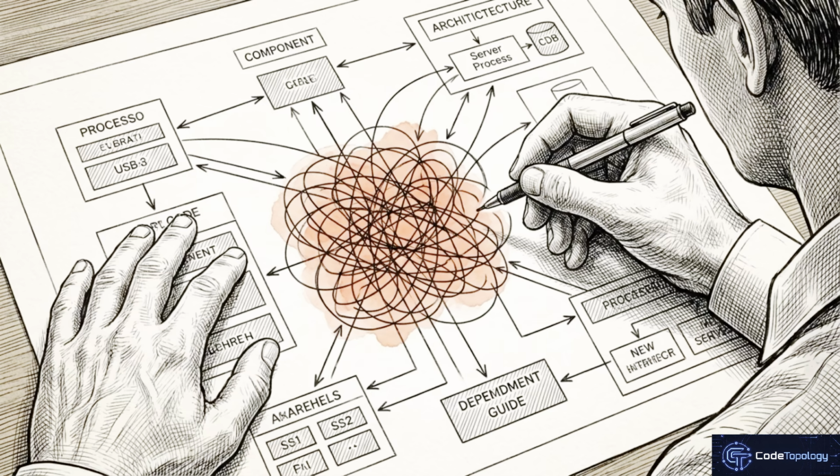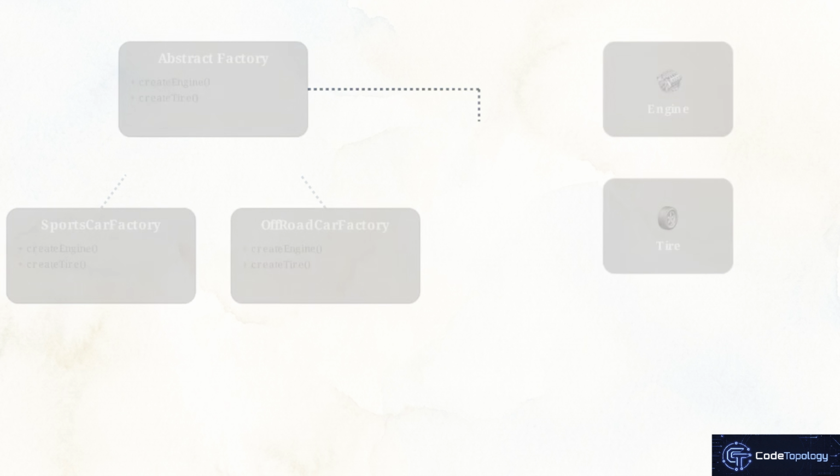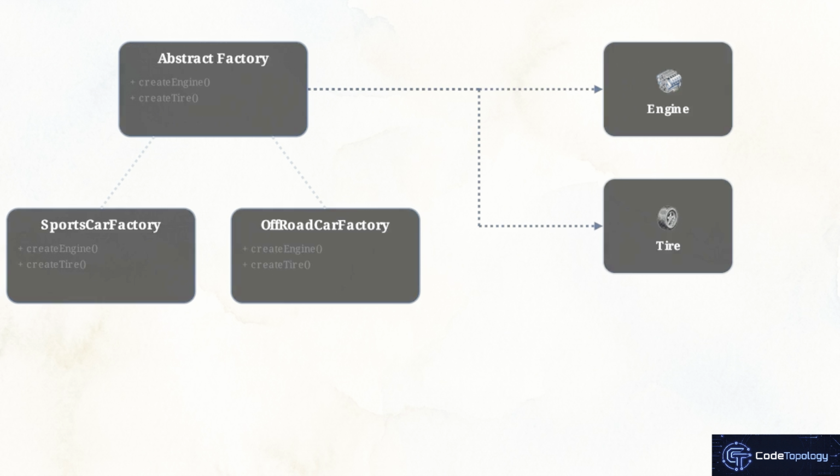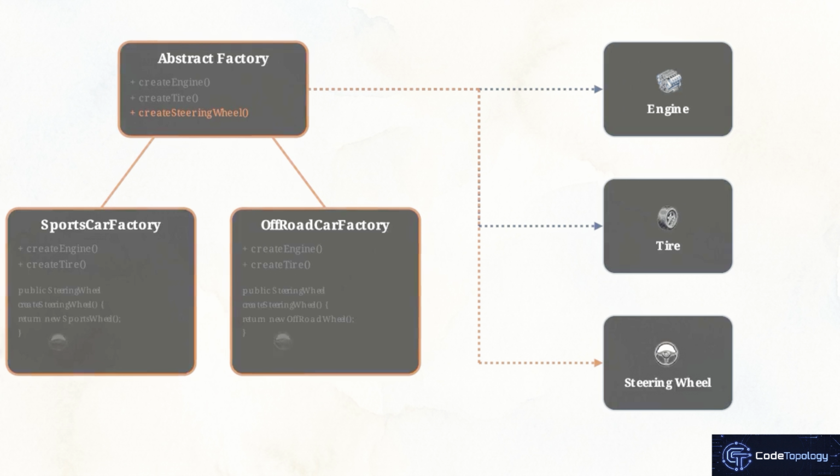Real engineering requires evaluating the costs of this isolation. Abstract factory ensures families are used together, makes swapping entire product lines trivial, and isolates concrete classes from the client. However, the abstract layer is rigid. If you add a new product type, like a steering wheel, you must modify the abstract factory interface and every existing concrete factory. This creates a significant amount of boilerplate.